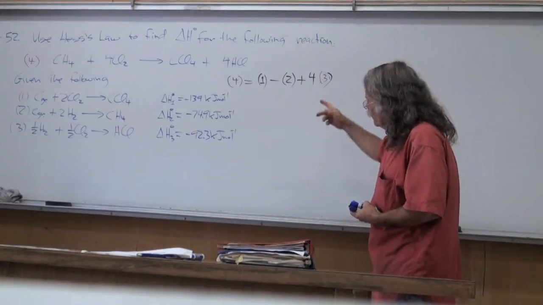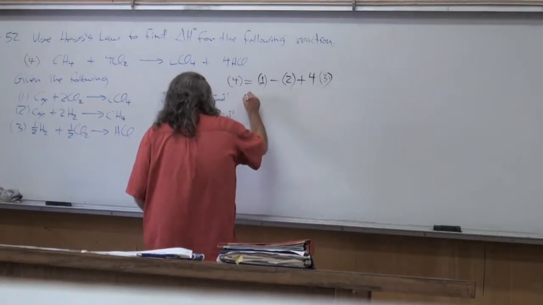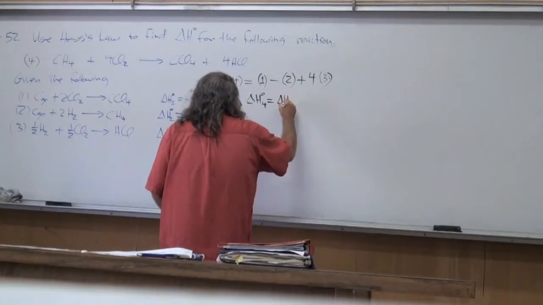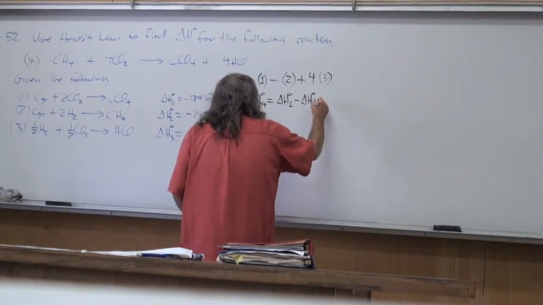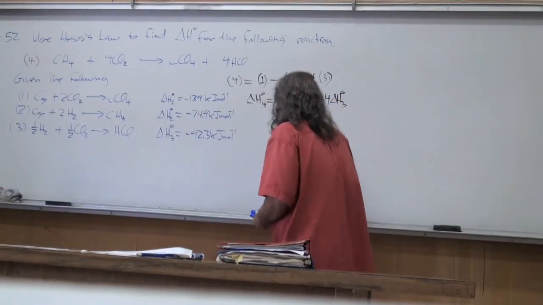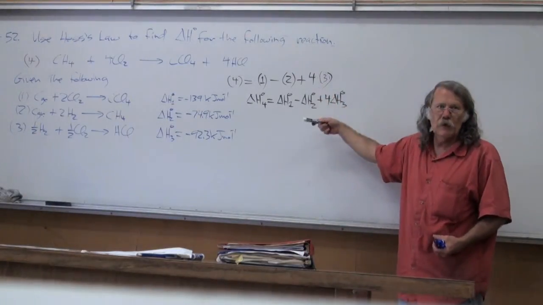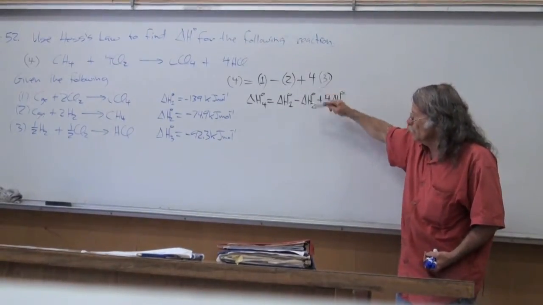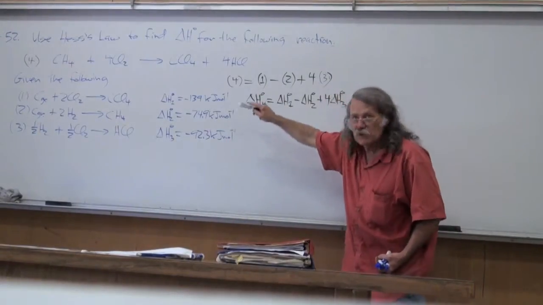So, if this is indeed true, then it's going to turn out that delta H naught 4 is going to be equal to delta H naught 1 minus delta H naught 2 plus 4 times delta H naught 3. But I have to confirm that this is true before I go ahead and do the math. And so this information should be on your test. Somewhere you want to have this, which is your tentative assignment.